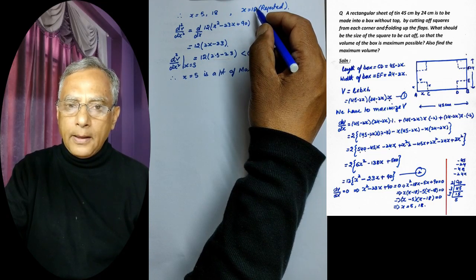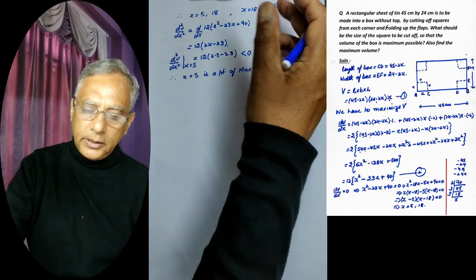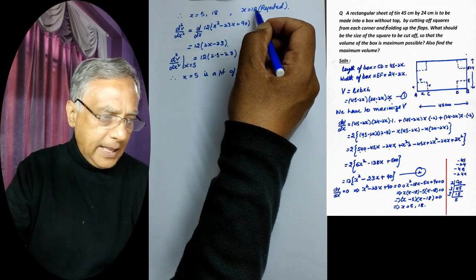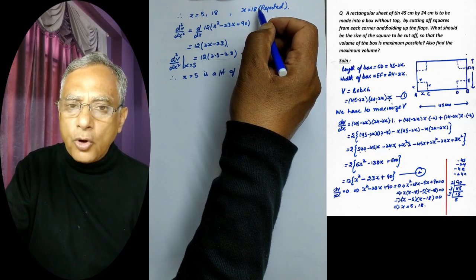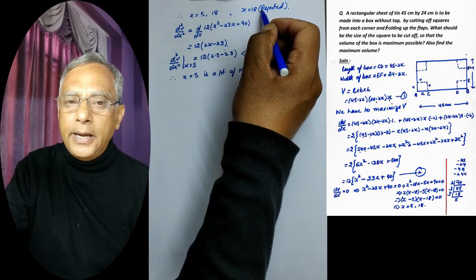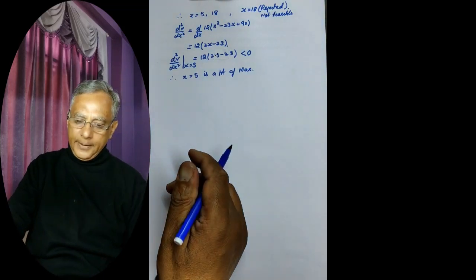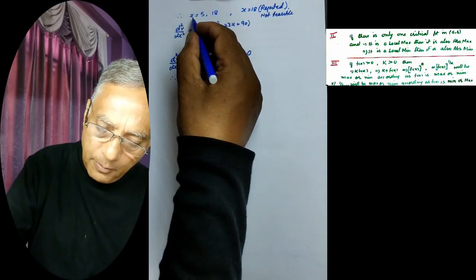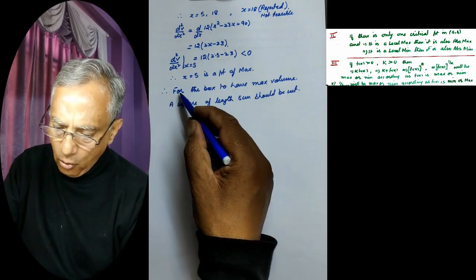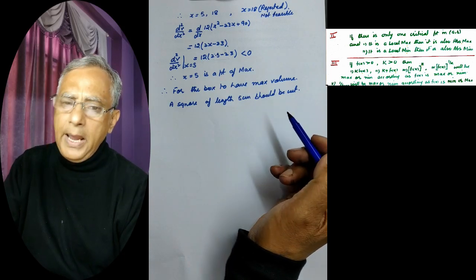X equal to 18 is rejected. Because if we cut a square of length 18 from each corner, there will be no tin sheet left. Because length of the tin sheet is 24 centimeters. So a square of 18 centimeter cannot be cut. 18 plus 18 is 36. This cannot be cut. So we are left with only single point x equal to 5, and this point is a point of maximum.